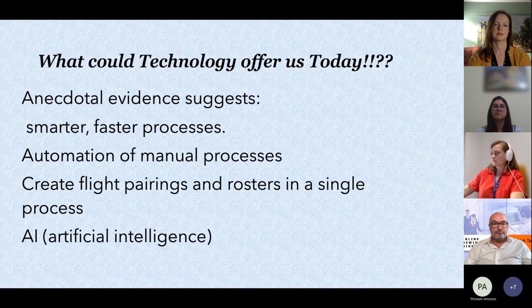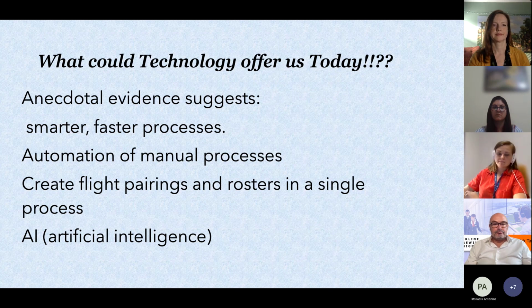So what could technology offer us today? What do we want a vendor to provide? I believe our manual processes create roster inefficiencies and are time-consuming. But if these processes were automated, could our results be improved? If so, by how much and how would it be measured? How many crew sets could we save?